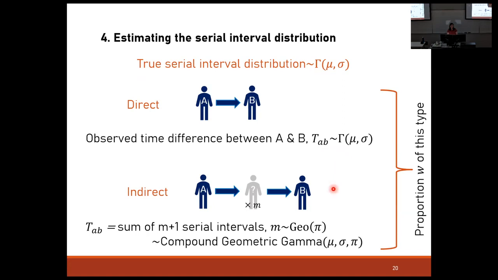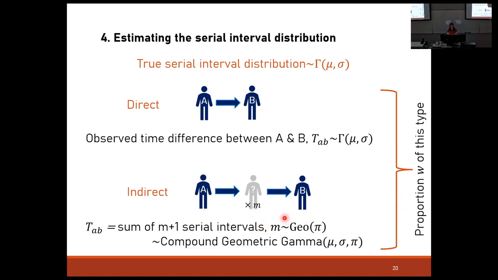If we have indirect transmission, then we note that the observed time interval we see between A and B is actually m+1 serial intervals if we have m missing people in the middle. So you imagine if we had one missing person in the middle, we've got 2 serial intervals between A and question mark and between question mark and B, and so on as we get more people in the middle. But the problem is that we don't know how many people there are, this number m.